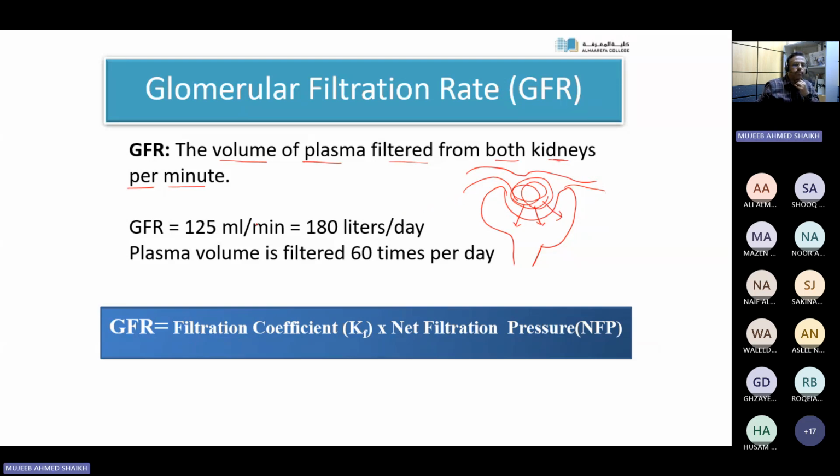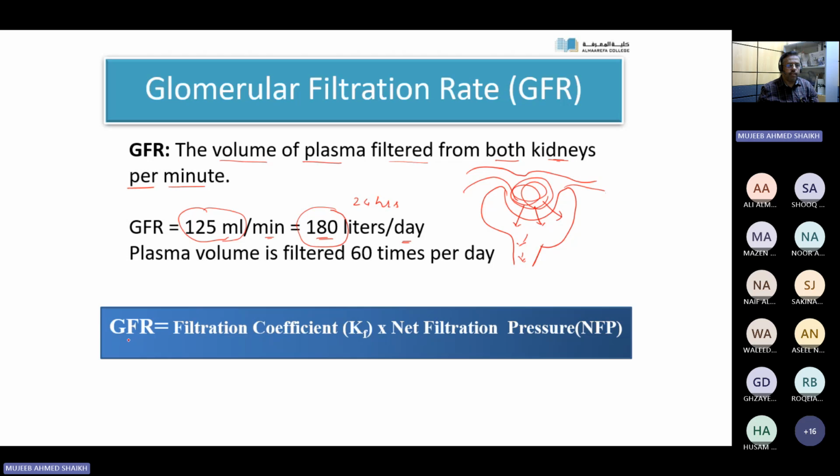If you collect all the filtrate, you will find that it will be about 180 liters in 1 day. In 24 hours, how much plasma is filtered? In 24 hours, 180 liters. If you want to know how much is per minute, it is about 125 ml per minute. In 1 minute, 125 ml of the plasma is filtered here, coming into the tubule.